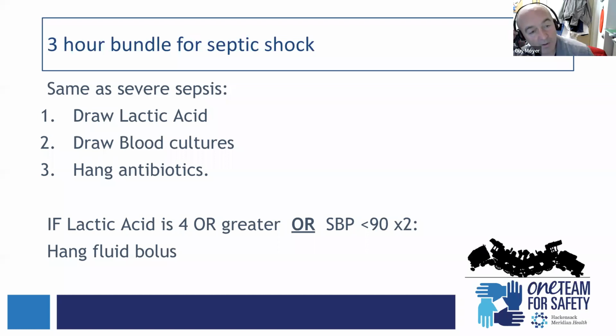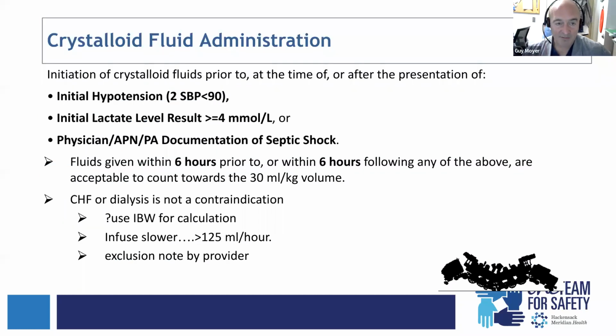So your 3-hour bundle for septic shock is also similar to that one for severe sepsis. Make sure that you draw your lactic acid, you draw your blood cultures, you hang your antibiotics. And most likely you're going to call a rapid response on this patient because they're hypotensive and symptomatic. If the lactic acid is 4 or greater, or the systolic blood pressure is less than 90, times 2, so you check it twice within the hour after you got the fluids in there, then they're in that shock phase.